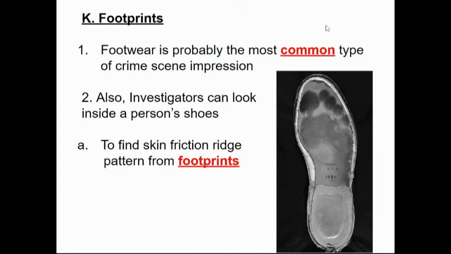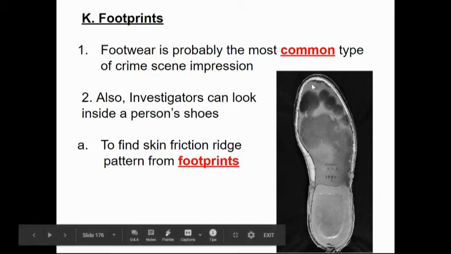Footprints are a definite source of impression evidence. So footwear is probably the most common type of crime scene impression. And in fact, you can even, in some cases, look inside the person's shoe. So after investigating the shoe itself, they could actually cut the shoe open and look at the actual footprint of the person, and they might be able to get some information from that.